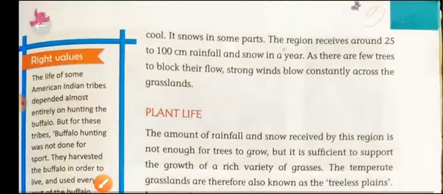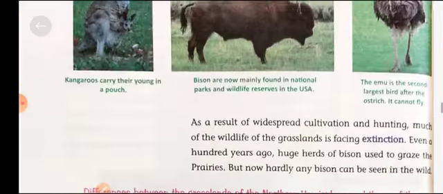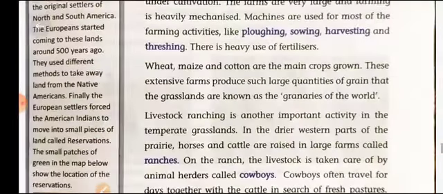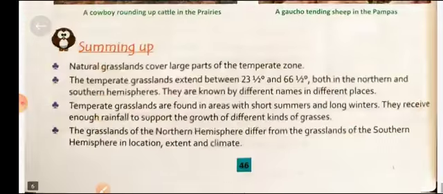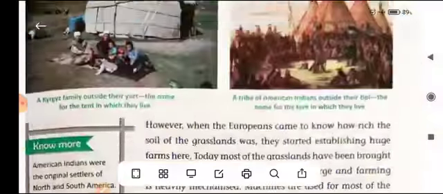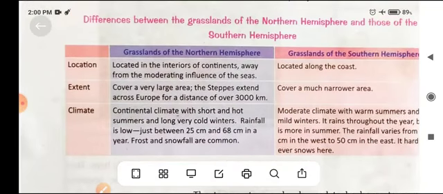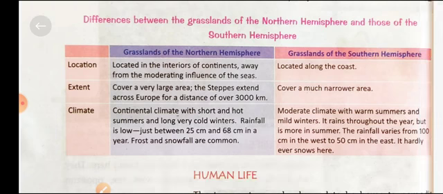Next is extent. In the northern hemisphere, the grassland covers a very large area. As you see in the map, the steppe extends across Europe and Asia over a distance of about 3000 kilometers, but in the southern hemisphere the grassland covers a much narrower area which lies near the sea.